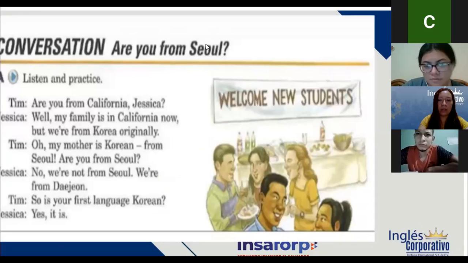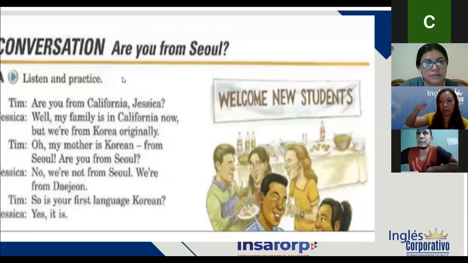Veamos, Carlos, usted, y Alexa, ustedes. Vamos, Carlos y Alexa, please. La base, la estructura de la gramática, are you from, I am from, we are from, todo eso es igual, solo los nombres de las ciudades cambiamos, ¿de acuerdo? Y el lenguaje y eso. Veamos.